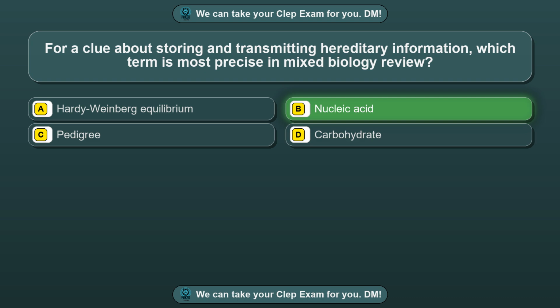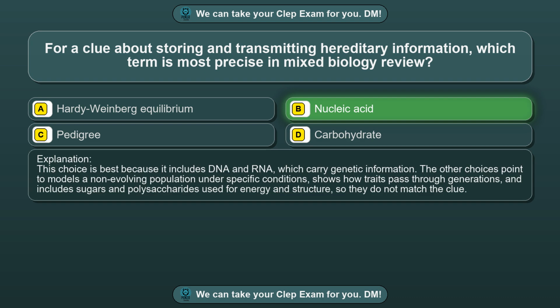Nucleic acid. This choice is best because it includes DNA and RNA, which carry genetic information. The other choices point to models a non-evolving population under specific conditions, shows how traits pass through generations, and includes sugars and polysaccharides used for energy and structure, so they do not match the clue.